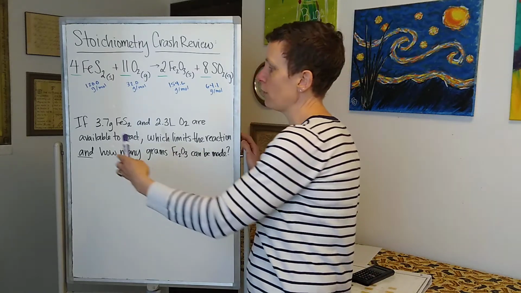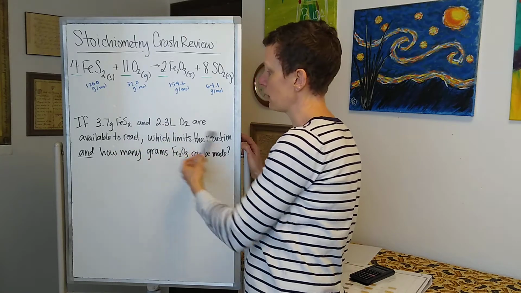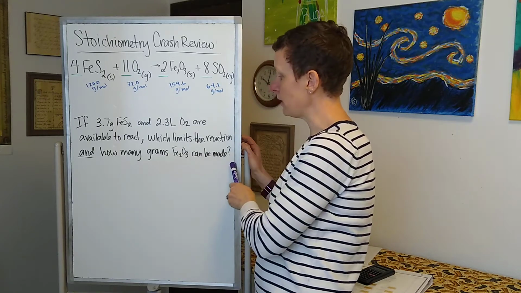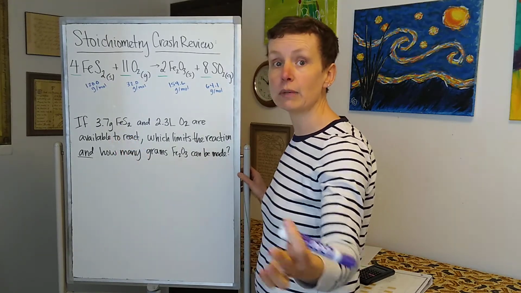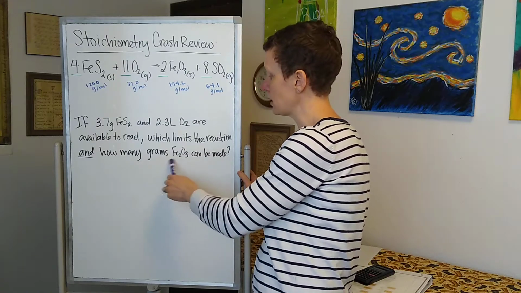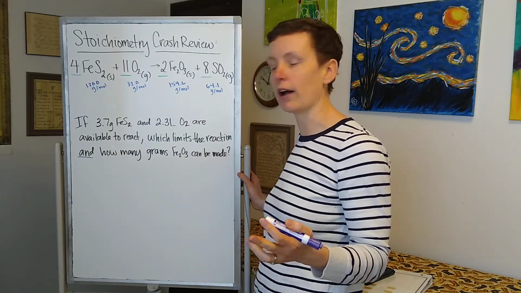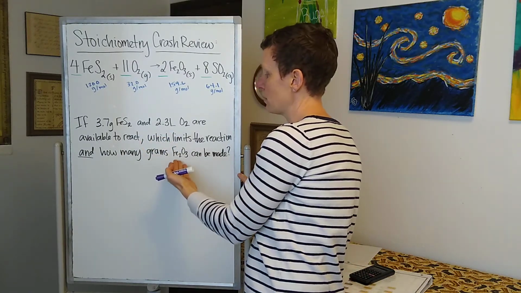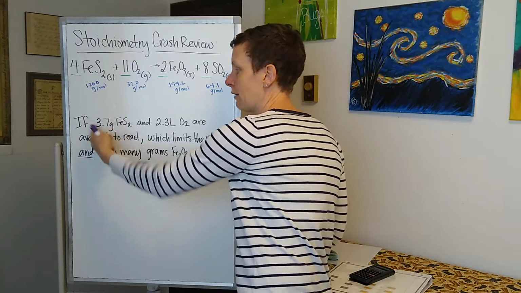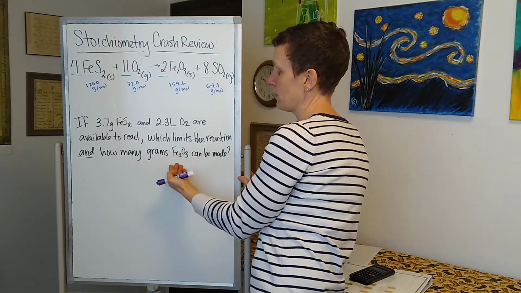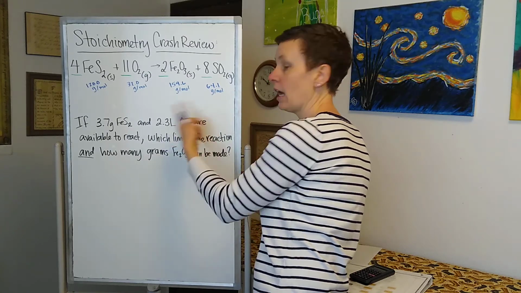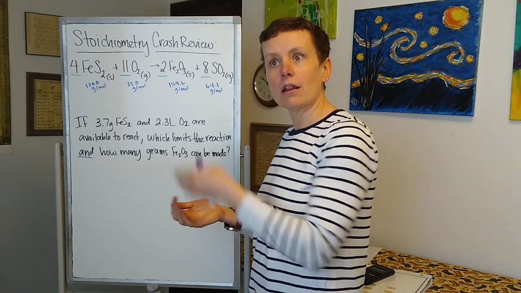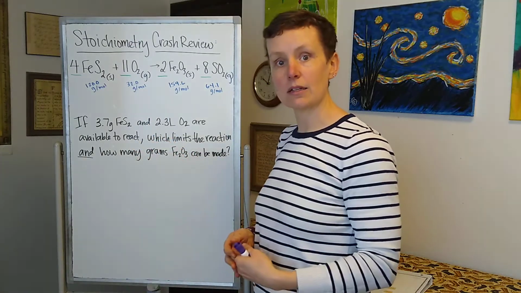So this question is saying, if we have 3.7 grams of iron sulfide and 2.3 liters of oxygen, which one's limiting my reaction, and how many grams of Fe2O3 can be made? So how many loaves of banana bread can we make, okay? So I directed you to a specific product, what we're trying to figure out, okay? So we're gonna do 2 different calculations. I'm gonna figure out how many grams of this I could make if all of that reacted. And then I'm gonna figure out how many grams of Fe2O3 can I make if all of the oxygen reacts. And whichever one gives me a smaller answer is going to tell me that's what is limiting my process, okay?